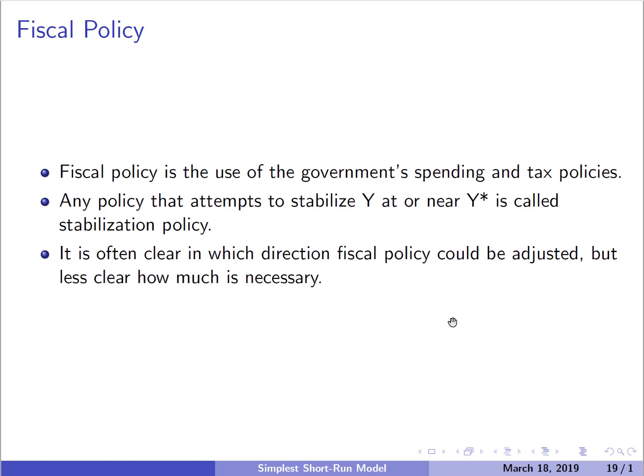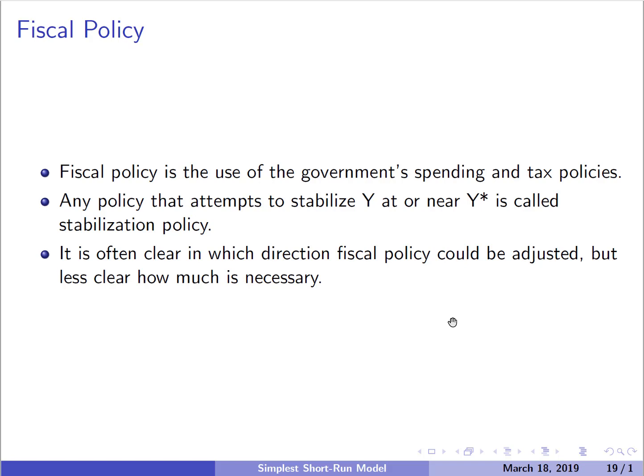So fiscal policy is policy enacted by the government. We can think of the two roles of the government in this model being government purchases as well as taxes. And fiscal policy is going to be the government changing either of those things, either the tax rate, little t, or government purchases, capital G. And usually fiscal policy is designed to stabilize Y, or national income, around its potential.